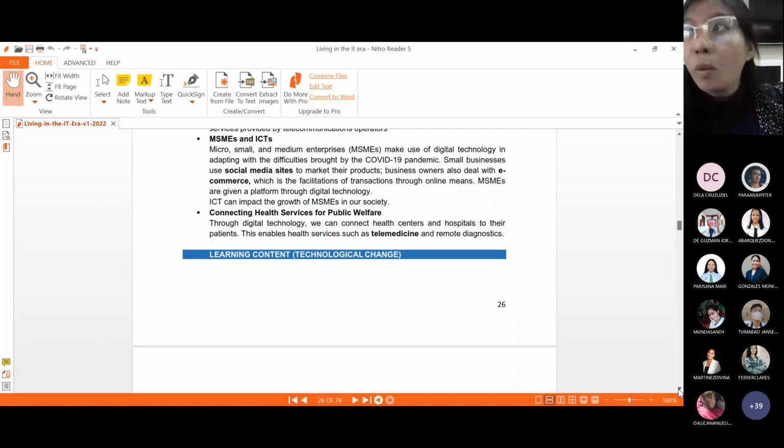gate. Ganon. Kung wala ang communication, wala ang cellphone, wala ang ICT, paano na lang kaya yung mga na-isolate? Wala na, they are on their own. Wala na, diba? Kaya importante naman talaga ang naging role ng ICT.